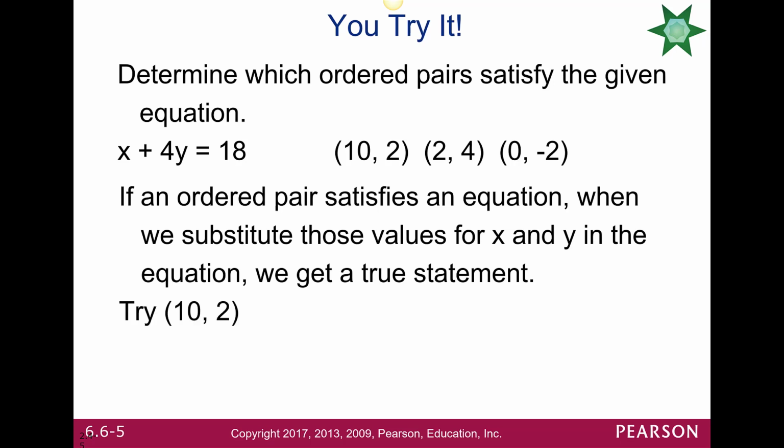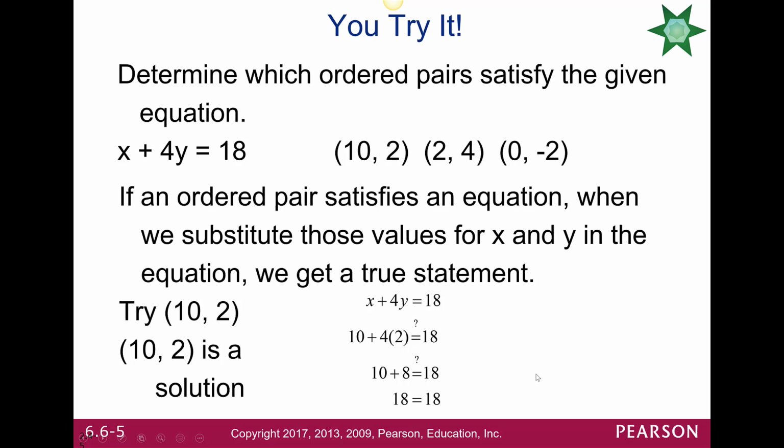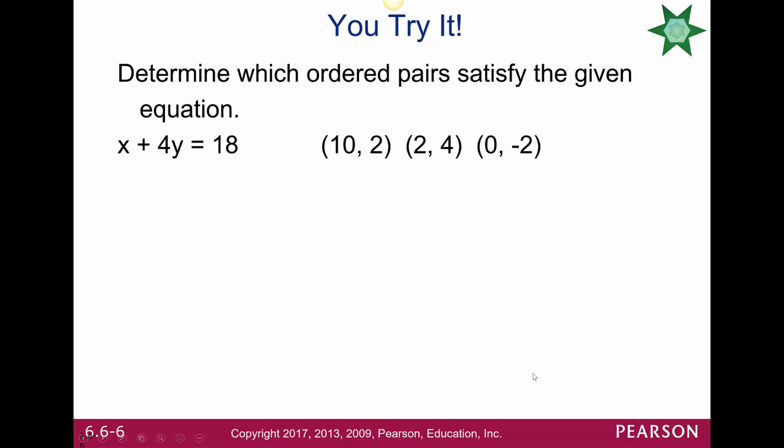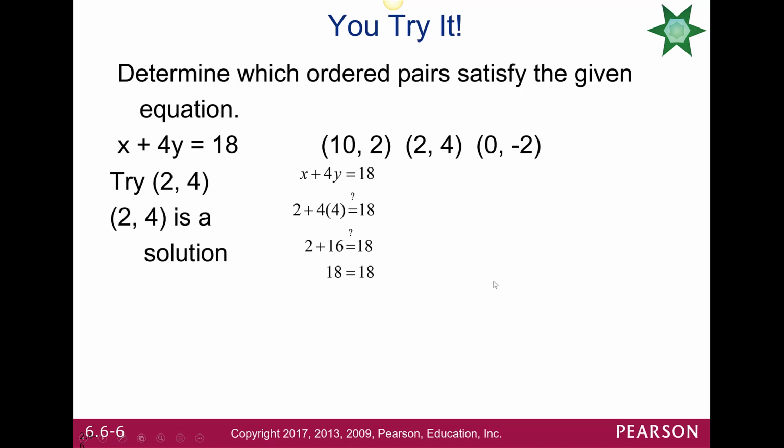So I'm going to take first the ordered pair 10, 2, and I'm going to replace x with 10 and y with 2. And I've done that right here. And I notice when I come down here, I come out with an 18 on both sides, which is a true statement. So therefore 10, 2 satisfies that equation, and it's a solution. And now we're going to try the point 2, 4. So I'm going to replace x with 2, and I'm going to replace y with 4. And again, I come down here, and I get a true statement. So therefore this is a solution, and that ordered pair satisfies that equation.